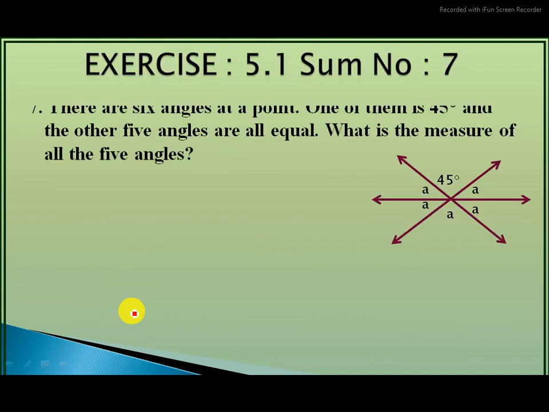Okay, we'll move on to the next one. There are 6 angles at a point. One of them is 45 degrees and the other 5 angles are all equal. What is the measure of all the 5 angles?